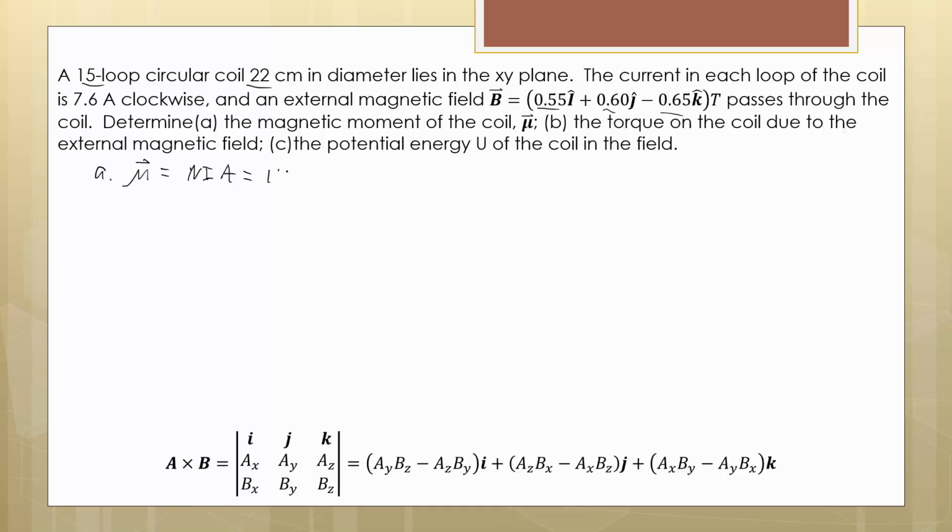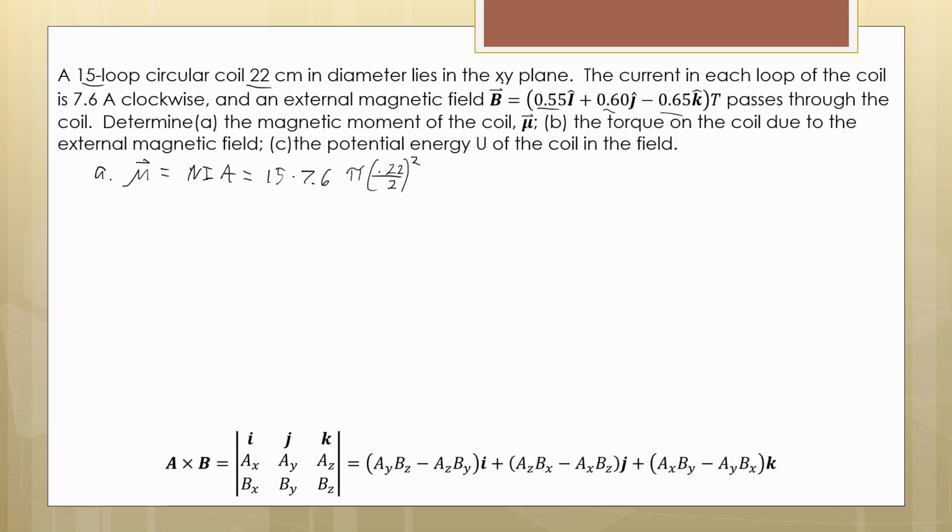And we've got N is 15. We've got the current is 7.6. And then the area, again, is the area of a circle. So we've got pi times 0.22 centimeters over 0.22 meters. And all of that is squared.